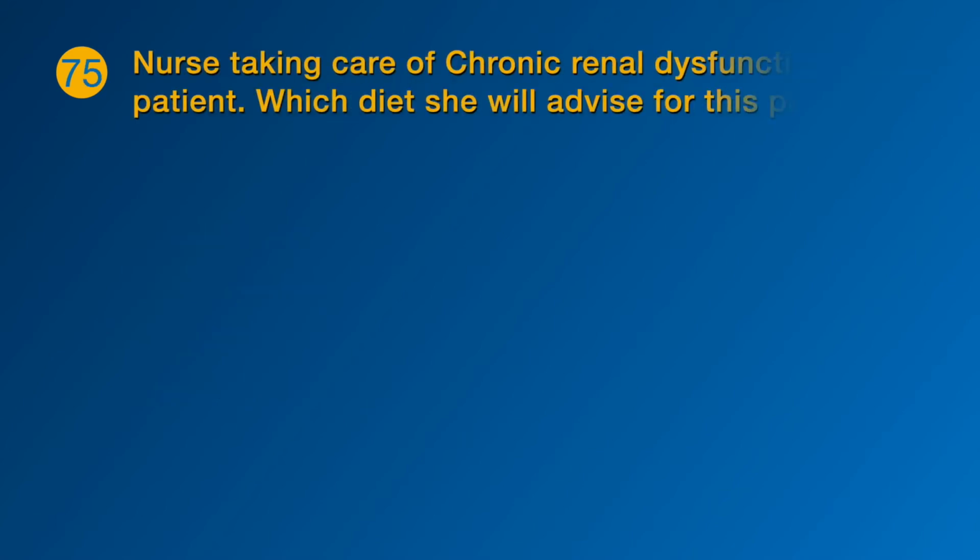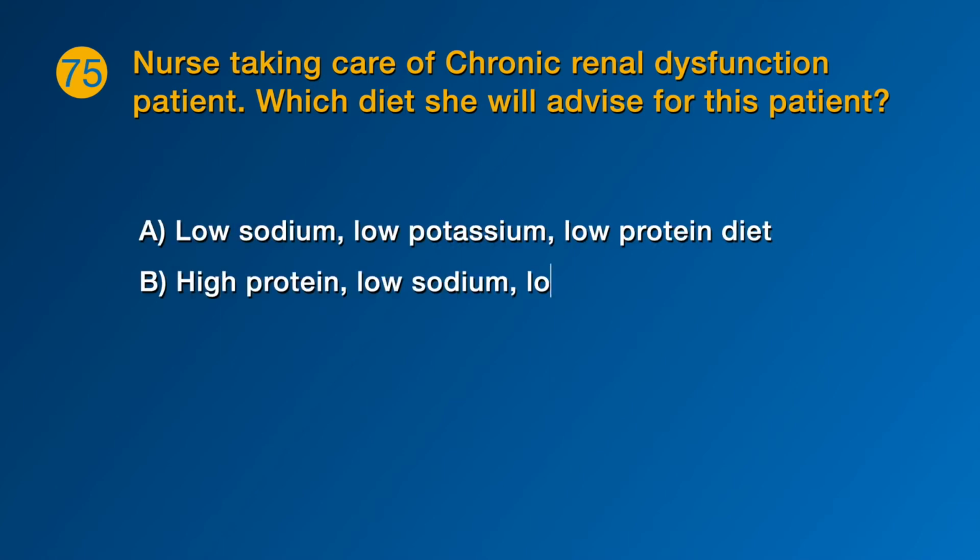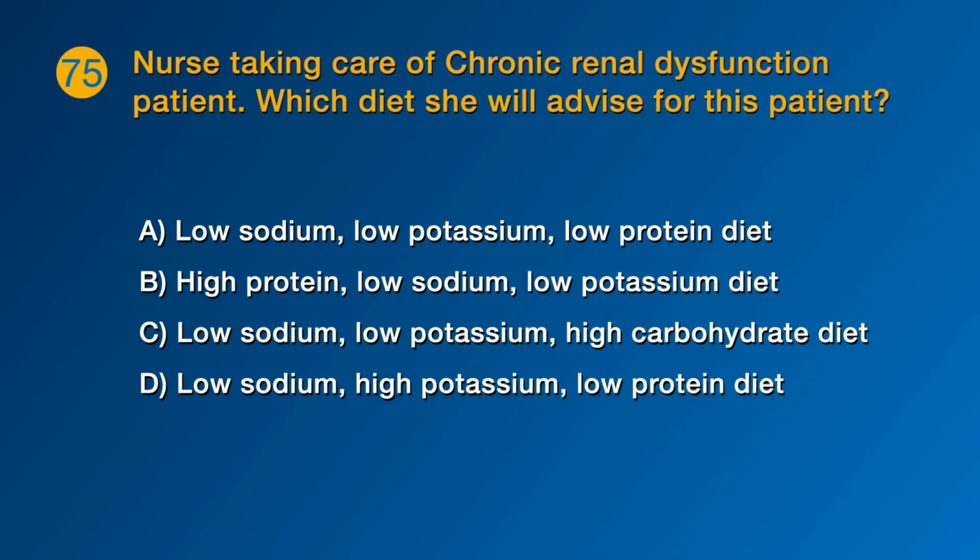Next question is, nurse taking care of chronic renal dysfunction patient, which diet she will advise for this patient? Options are low sodium, low potassium, low protein diet; high protein, low sodium, low potassium diet; low sodium, low potassium, high carbohydrate diet; low sodium, high potassium, low protein diet. So answer is A, low sodium, low potassium and low protein diet. Low sodium diet helps to control blood pressure. Low potassium diet is given because kidney is not able to maintain normal level of potassium, and low protein diet may help slow the loss of kidney function.